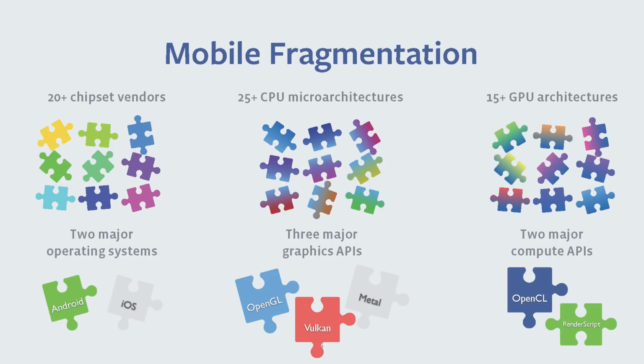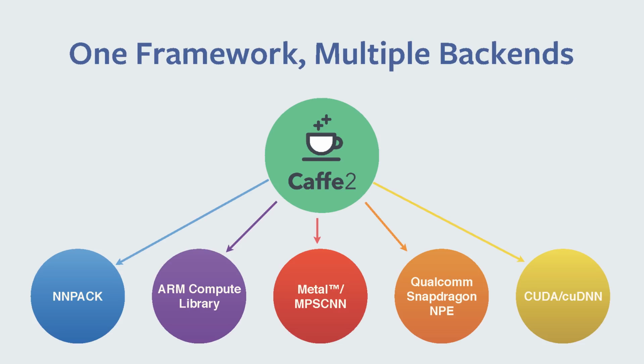On mobile, the space is very fragmented. You can easily find 20 plus chipset vendors, 25 plus CPU microarchitectures, although most of them are ARM architecture, and 15 plus different GPU architectures, and 2 major operating systems, iOS and Android, and 3 major graphics APIs, OpenGL, Vulkan, Metal, and 2 major compute APIs, OpenCL and RenderScript. So this is a very fragmented space. And what have we been doing over there? What should we do to deal with that?